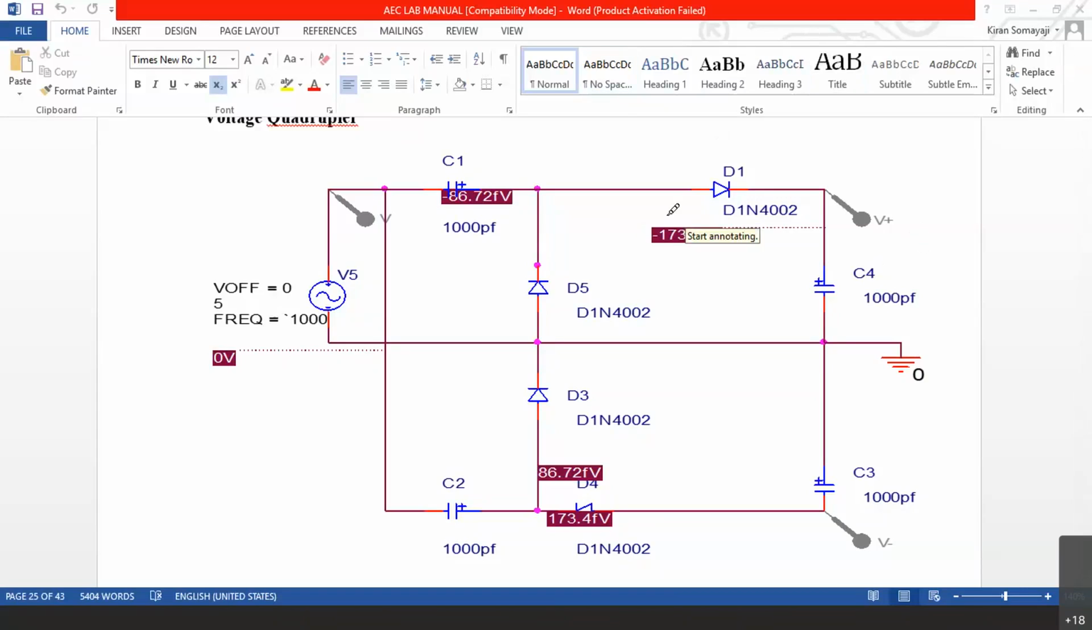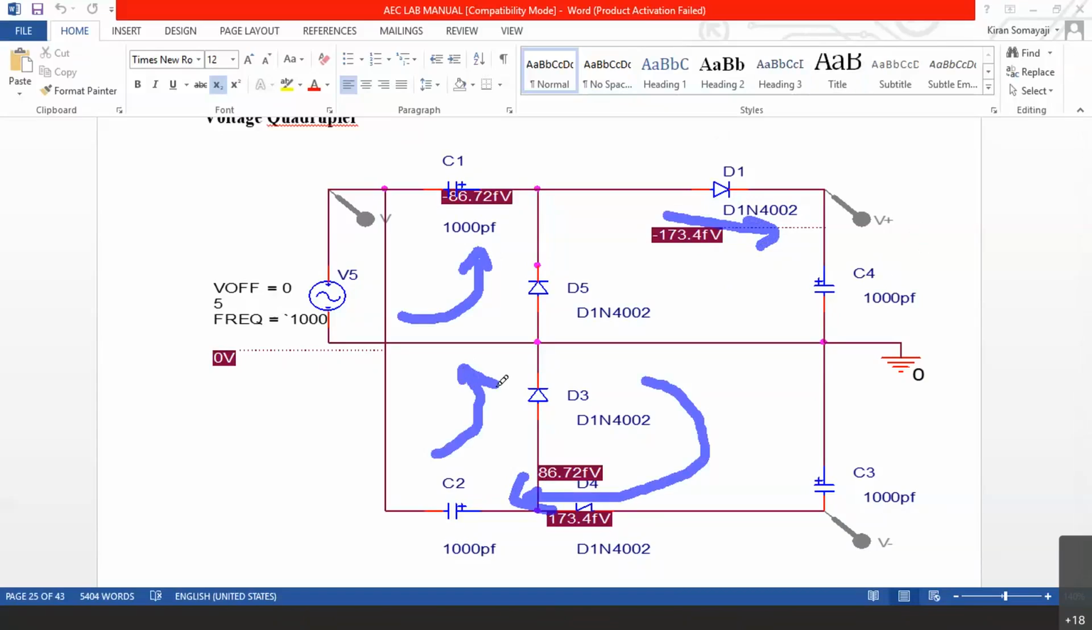In the positive cycle, D1 conducts, and in the negative cycle, D5 conducts. Now in the negative cycle, D4 conducts, but in the positive cycle, D3 conducts. You can see this. In the positive cycle, you can see a connection here. There is no connection here. Here there is no connection. Here there is a connection. So let me use different colors.